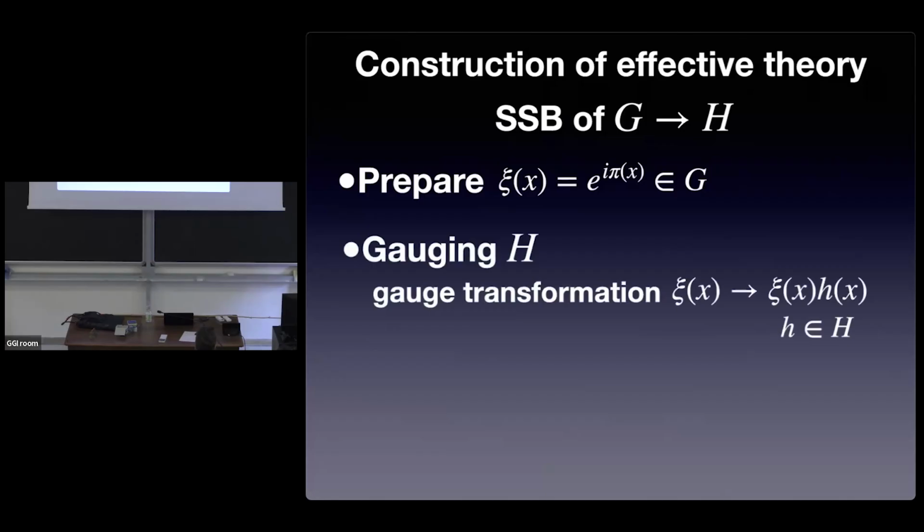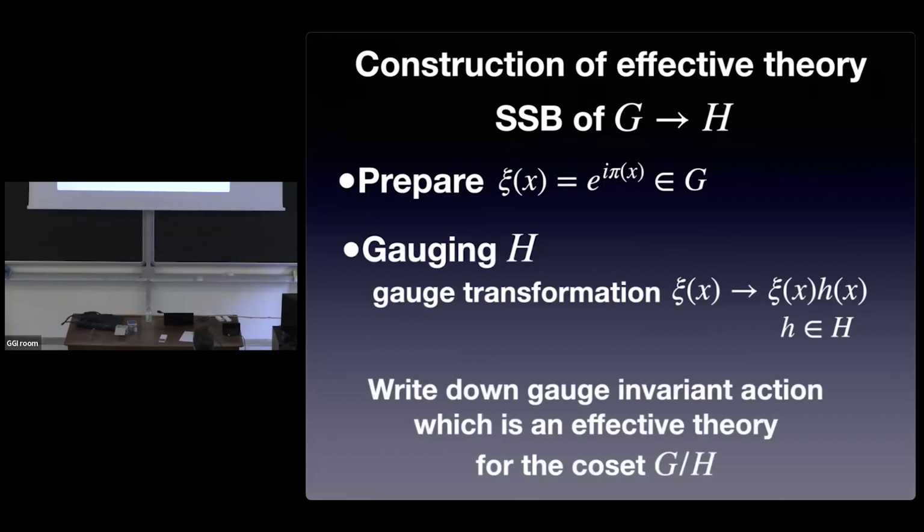So we impose the local symmetry for this one. If you are familiar with hidden local symmetry, this is nothing but hidden local symmetry. Then you can write down the effective Lagrangian invariant under this transformation, which gives you the effective Lagrangian for G over H. That is one of the constructions of the effective theory.